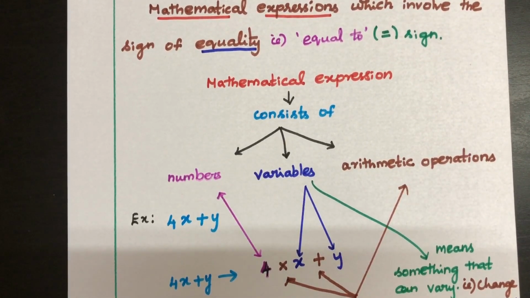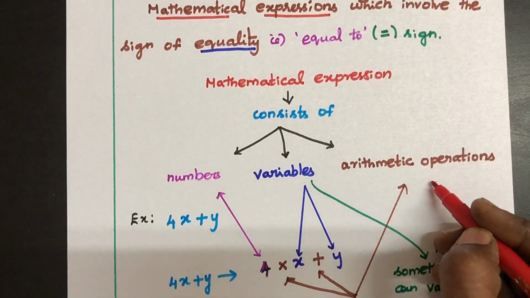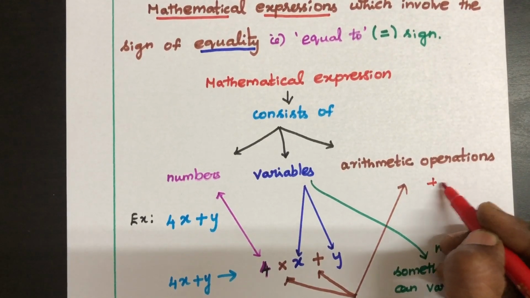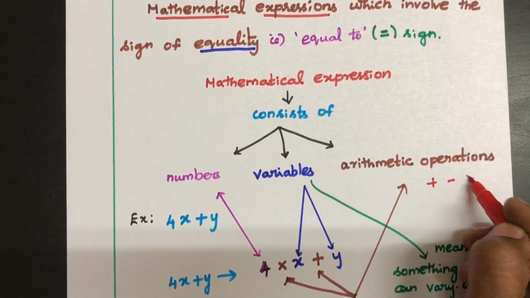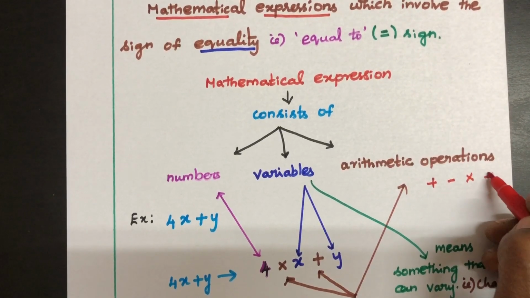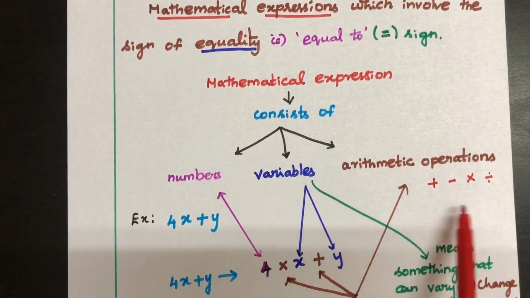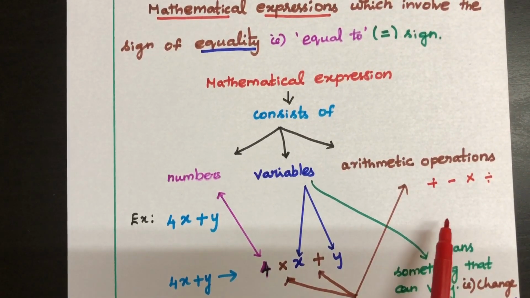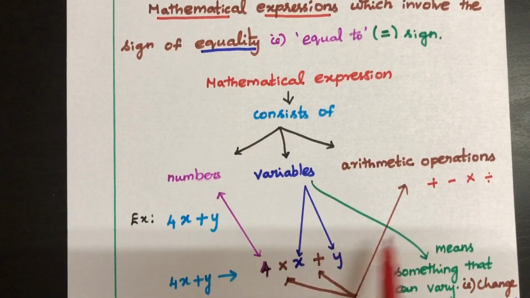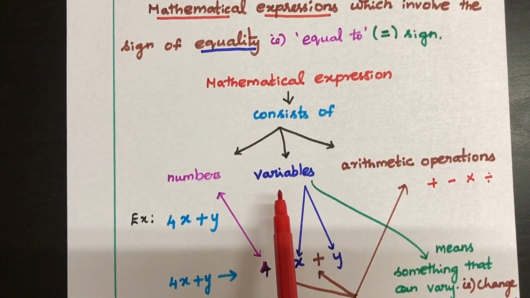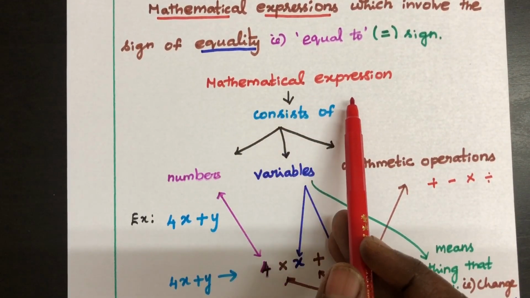Arithmetic operations. Arithmetic operations are the multiplication symbol and plus. See, arithmetic operations are addition, subtraction, multiplication and division. These are all arithmetic operators. So, one of these operations we will use in our mathematical expression. Okay. So, all these together give us a mathematical expression.